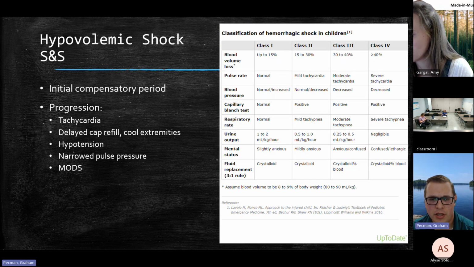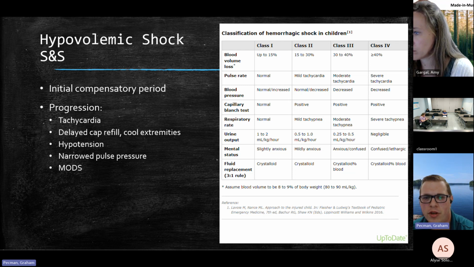And there's a bit of a continuum here. This is a classification in children, though it loosely applies to adults as well. There are different classes, class 1 to 4. If you look at the severity of shock, often it's referencing these classes, in relation to the percentage of intravascular fluid volume loss. As you progress through the classes, from 0 to 15% blood volume loss to over 40%, you get progressively increasing severity of shock symptoms.